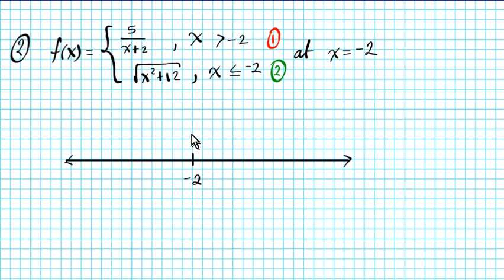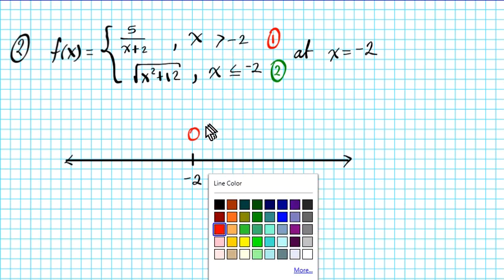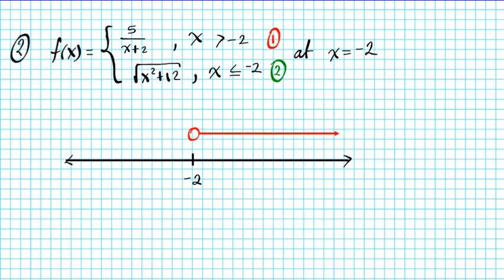Let's do function 1 first. Function 1 is an open circle because there's no line here, and then we're heading towards the right direction. That's function number 1, where x is greater than negative 2. The function that's live here is 5 over x plus 2. And this is when you are approaching negative 2 from the right. Okay, this is from the right direction.